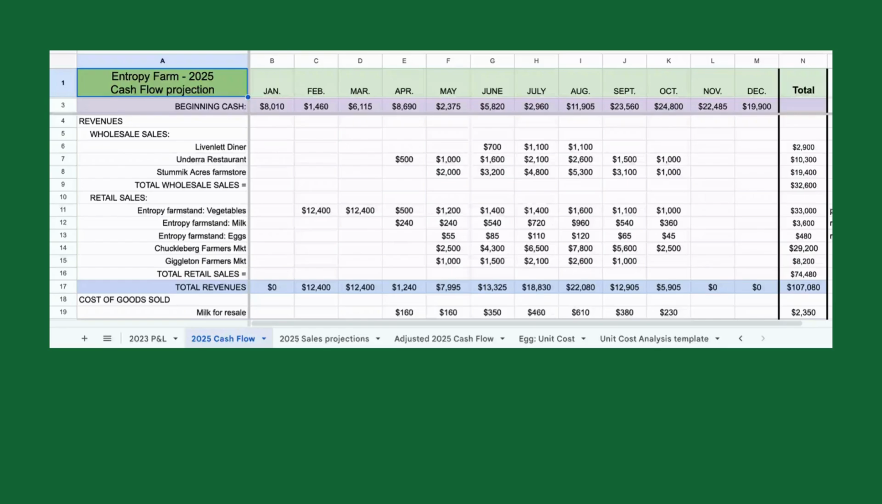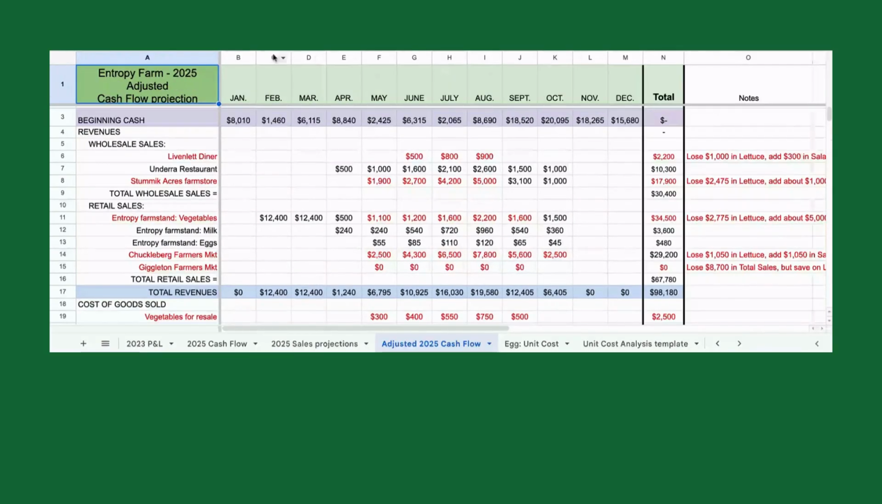Now I'm going to jump to an already modified and adjusted cash flow projection to do all of this. And for the sake of this video, I made a copy of this original cash flow projection and then played around in that copy to try out different strategies and make all of the changes until I liked what the picture looked like. Here's the adjusted cash flow projection, and all the changes are in red. And so let's start by looking at the loss in income.